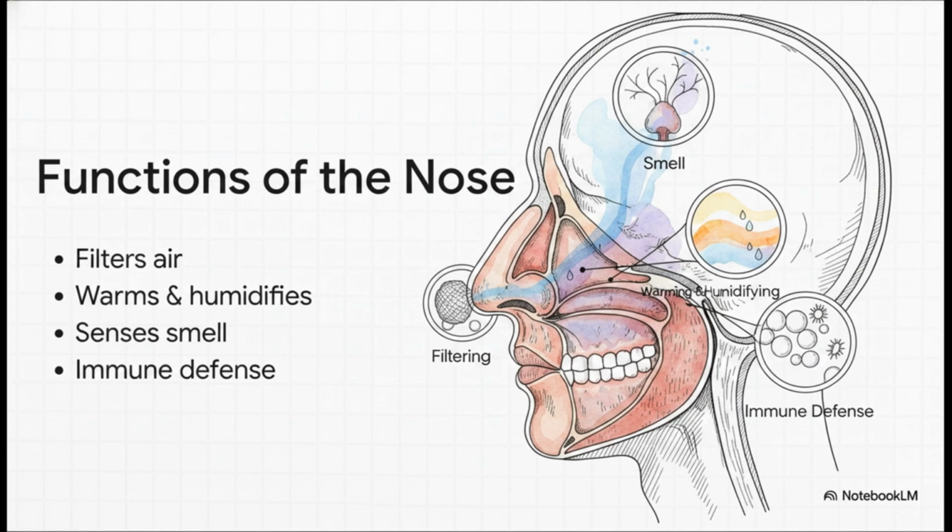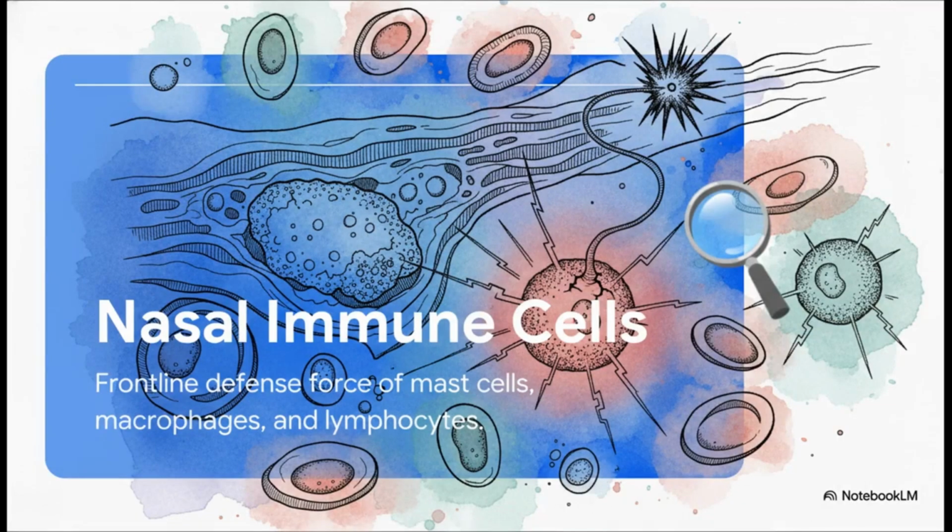Actually, a fun fact for you, your nose produces about a quart of mucus every single day just to keep this whole operation running. Keep these baseline functions in mind because rhinitis is the complete systemic breakdown of every single one of them. A vital part of that baseline function is the localized immune system.